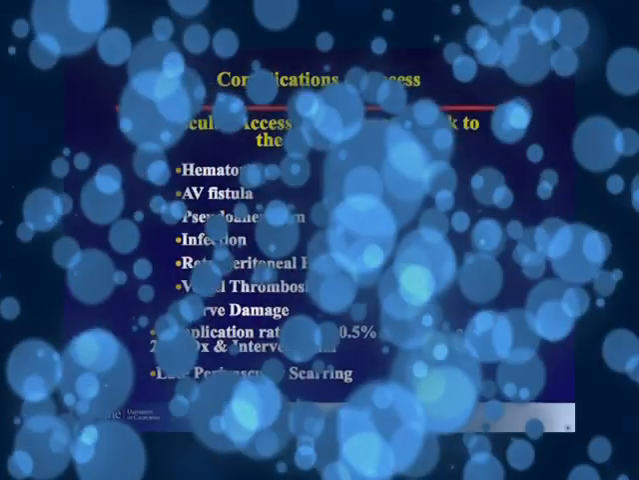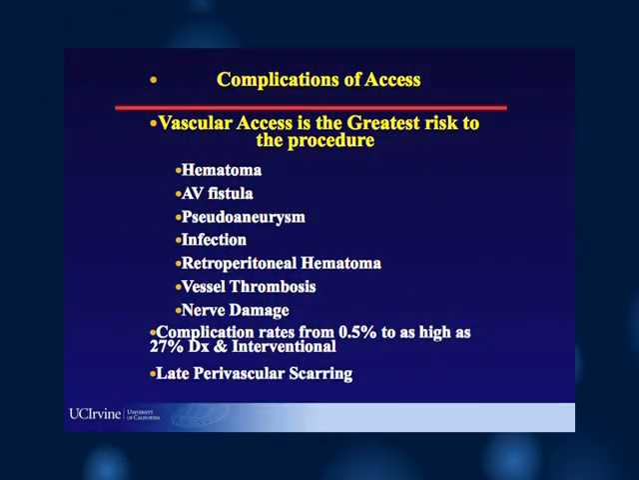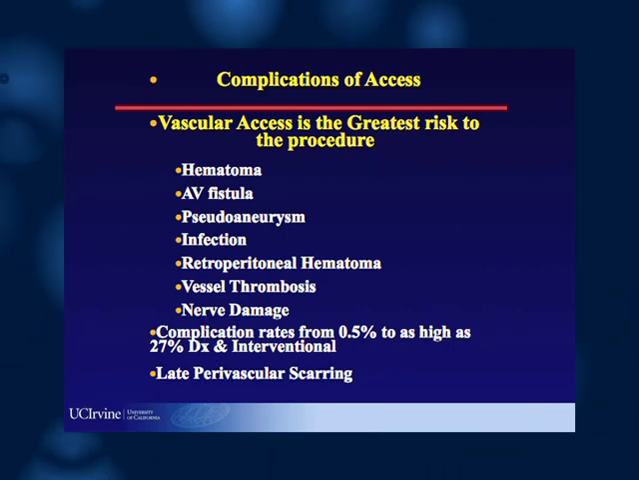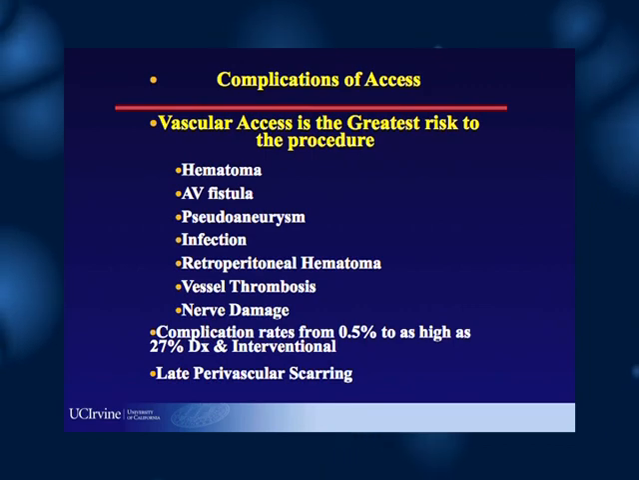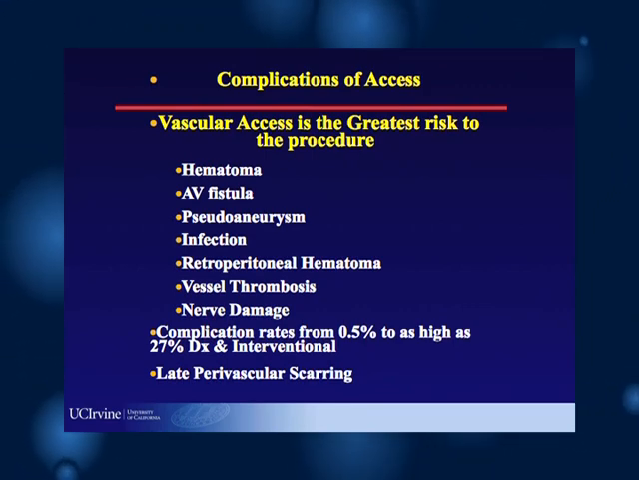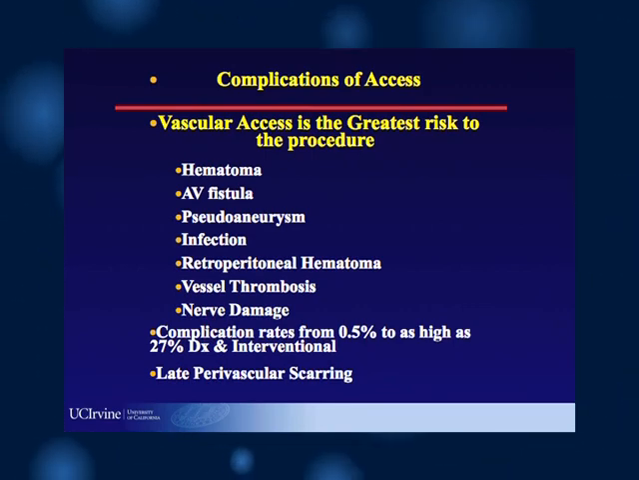Listed on this slide are the common complications of vascular access, which produce the greatest morbidity and risk of the procedure. These complications include hematoma, AV fistula, pseudoaneurysm, infection, retroperitoneal hematoma, vessel thrombosis, and nerve damage. These complications vary by the type of procedure, whether diagnostic or interventional, and can be a great problem for both the operator and the patient.